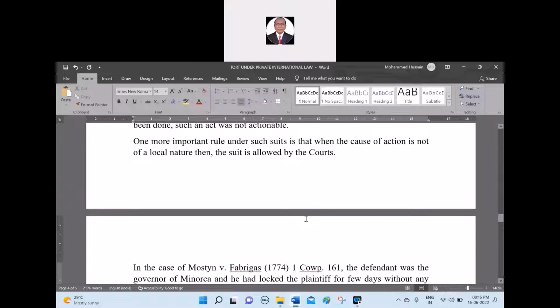One more important rule under such a suit is that when the cause of action is not of a local nature, then the suit is allowed by the court. If the cause of action is not local, it is international, and such a thing is not there in their constitution or not there in the statute, yes, they will take the statute of the other country and apply it. If the rules are silent in Tanzania, they can take the rules of India. They take the statute of India or any other country where the legal system is developed.